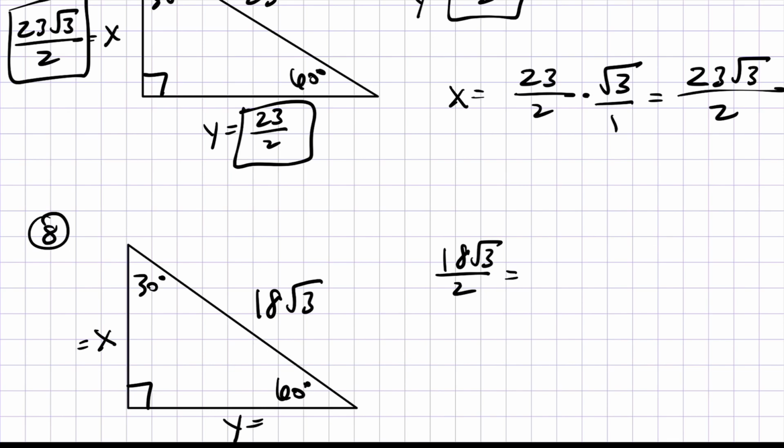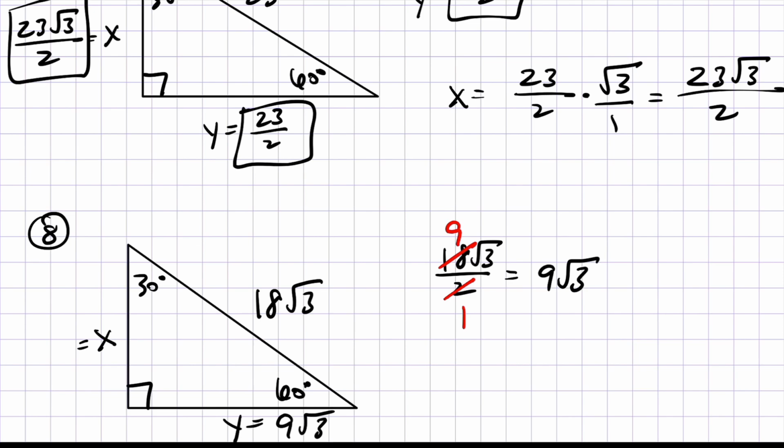So how do I simplify this? I don't need to multiply. What do I do? It's reduce. 2 goes into 18 9 times, and 2 goes into 2 once. So I get 9 square root 3. Now, which one is the short side for me, x or y? Y, yep. Good.